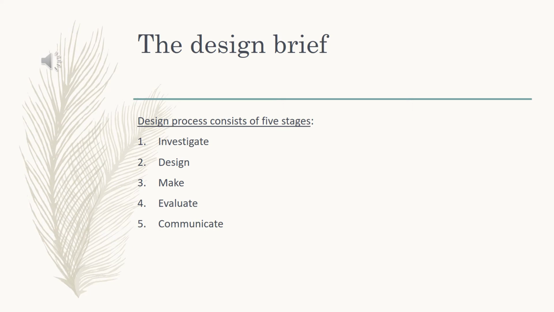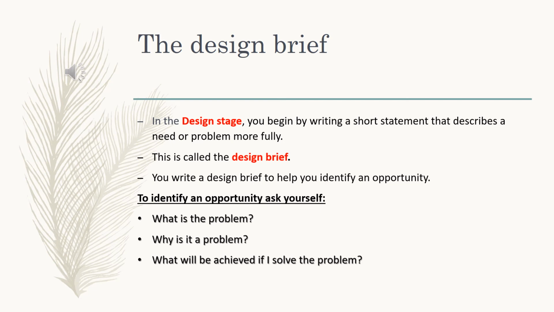Then we have make and evaluate, which is the stage where you evaluate the quality of the finished product. Then communicate, that's where you show the product that you have made. So like I said, we're going to focus on design, which has 3 things: design specification, design brief, and constraints. So you're going to look now at the design brief.